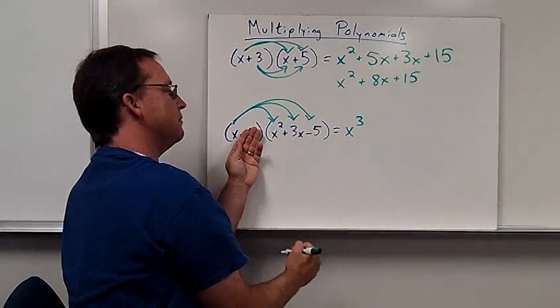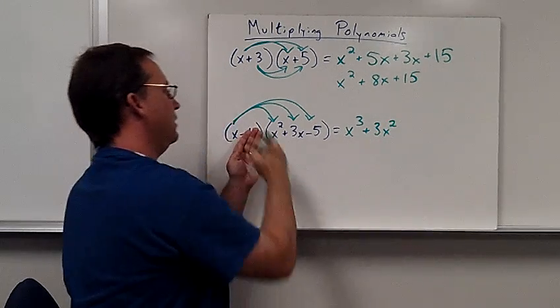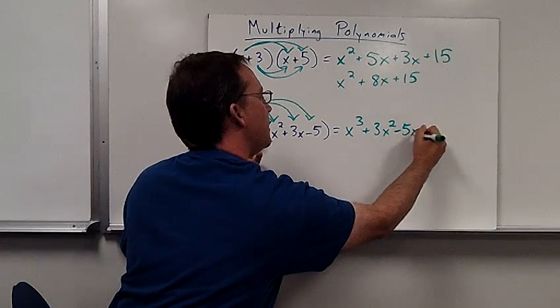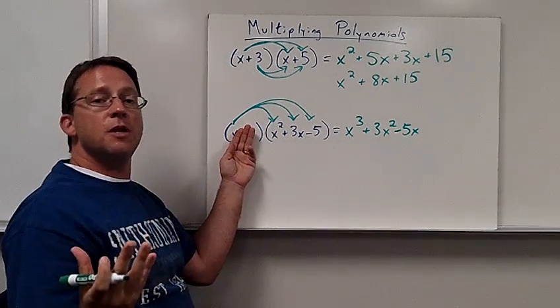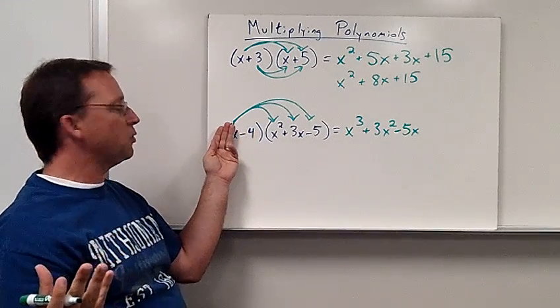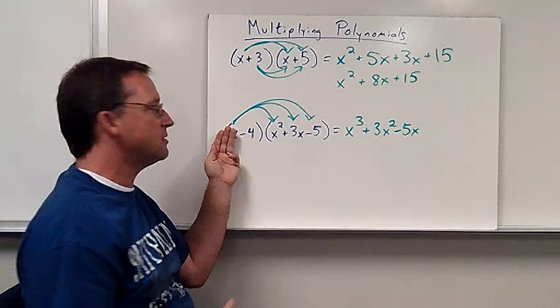X times a positive 3x would be plus 3x squared. And then x times a negative 5 gives us a minus 5x. All right? Distributive property. Now I'm going to do the distributive property again with the minus 4. I'm going to take a negative 4 and distribute that through that same polynomial.